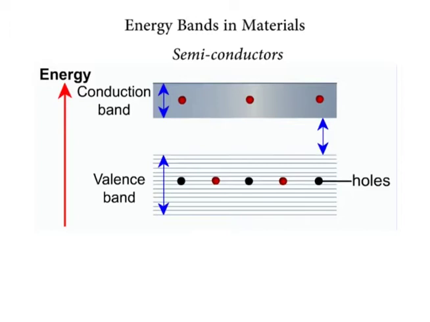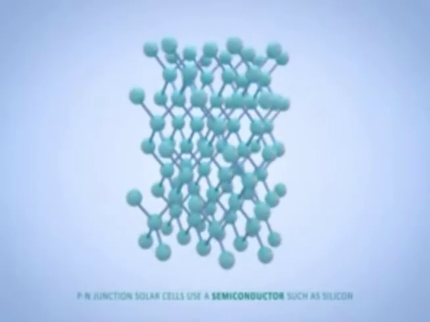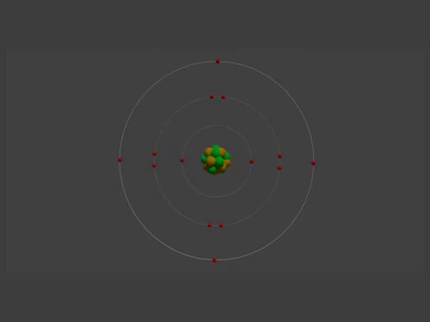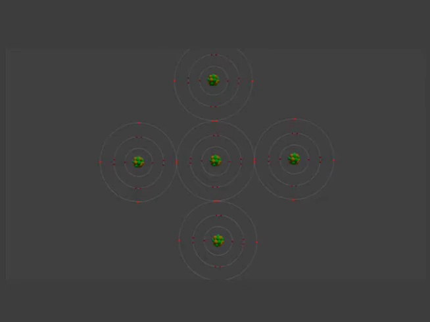Let us see how that happens in their real structures. The two common semiconductors are silicon and germanium. They have 4 electrons in their outermost energy shell. In their structure, each atom forms 4 covalent bonds with 4 other atoms. So all the valence electrons are utilized and are contained in the valence band. There are no free electrons in the conduction band at low temperature.